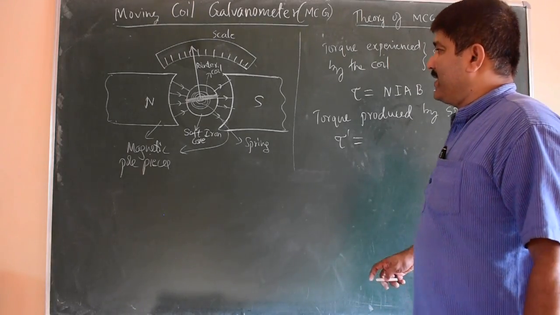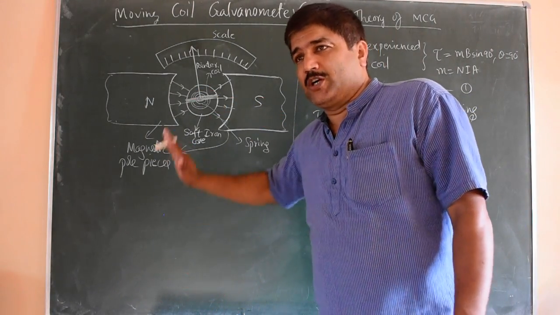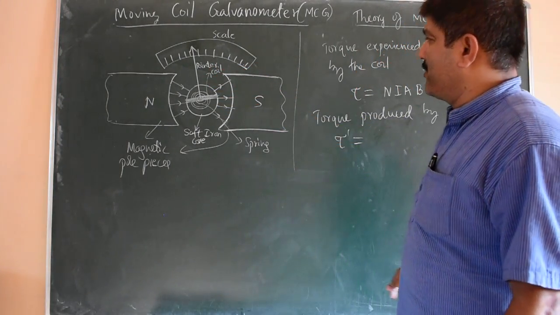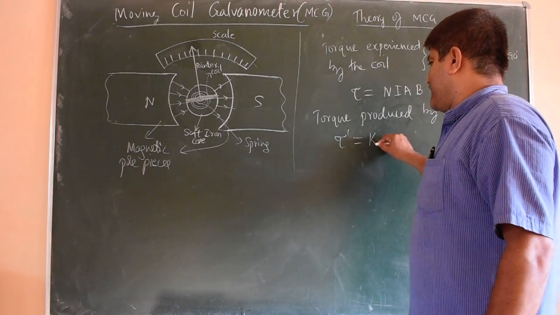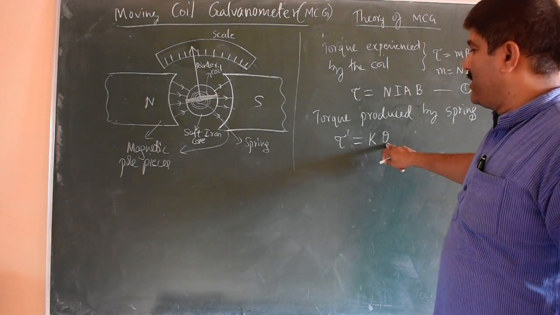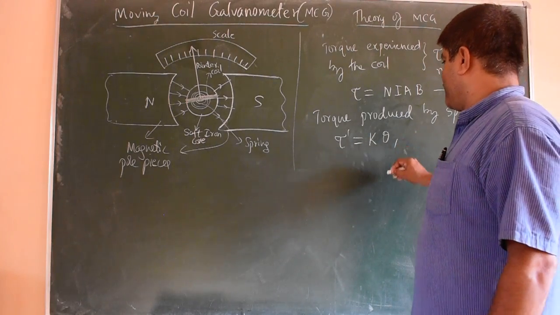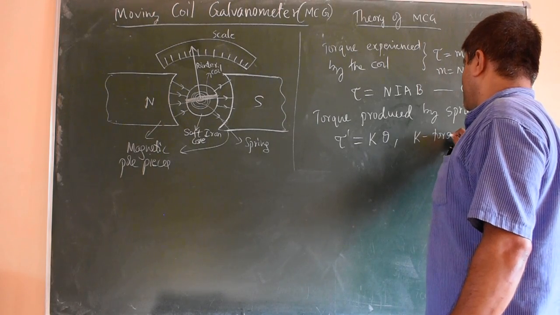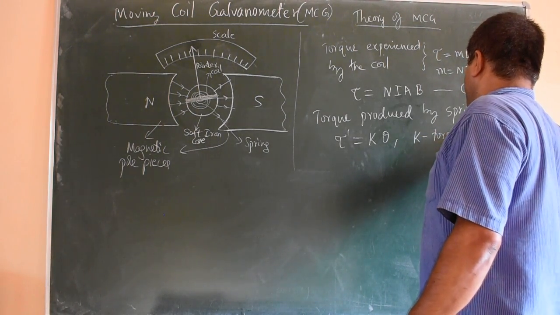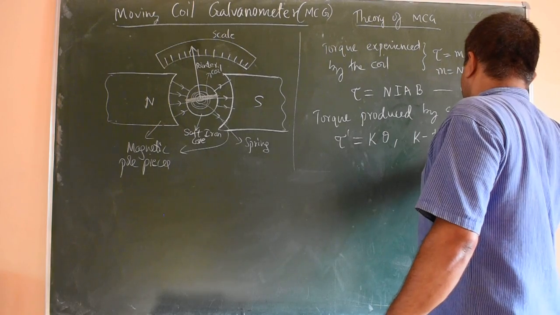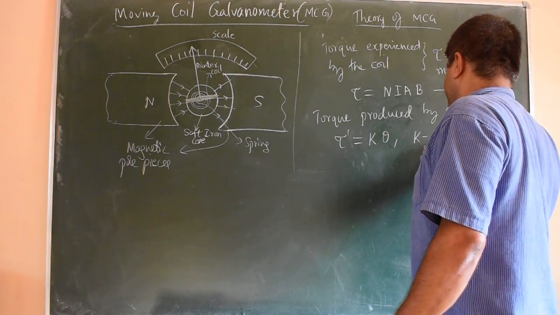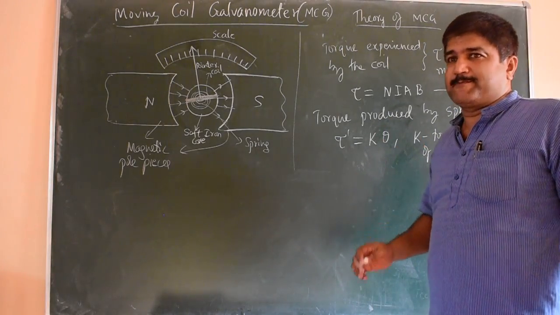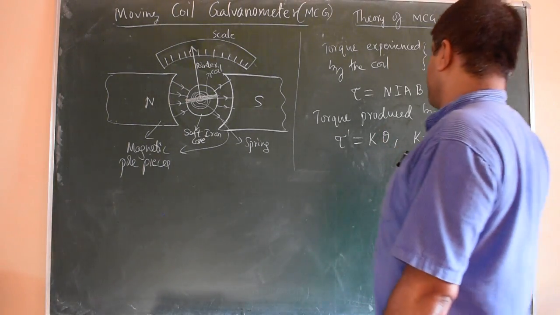That torque will be directly proportional to the angle. If the spring makes more rotations, it will produce more deflection. So I write here k theta, which is proportional to theta, where k is called the torsional constant of the spring, and theta is the deflection produced in the spring.